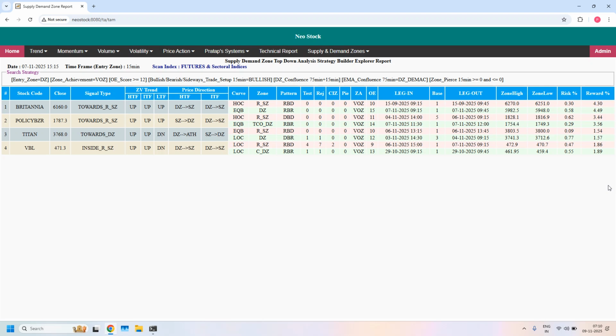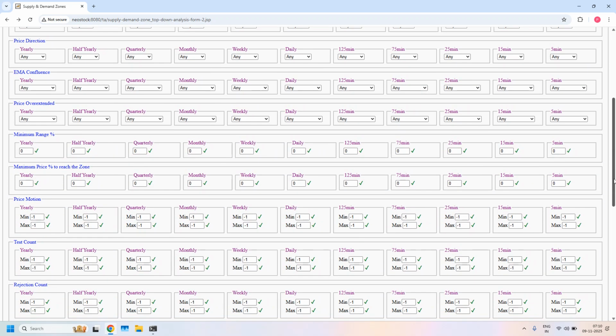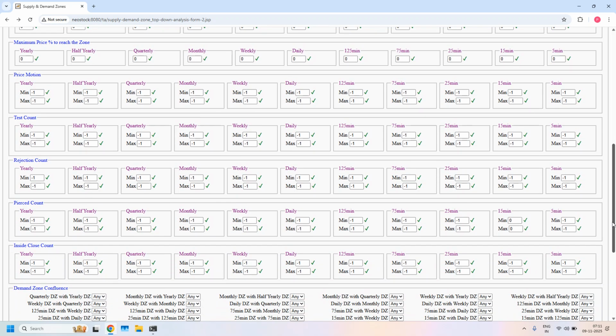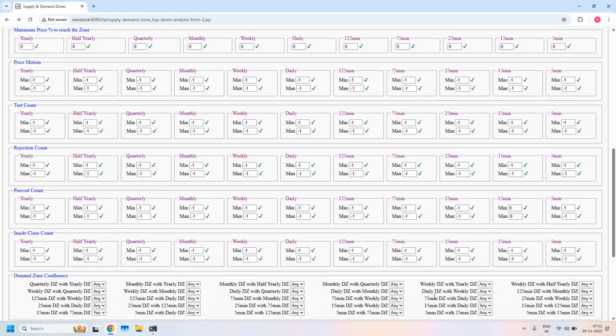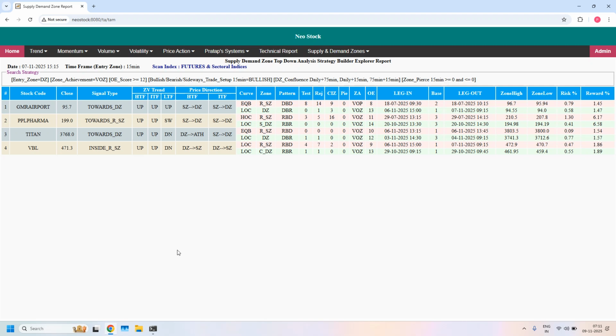Okay, next let us generate high probability zones based on the second strategy, removing ITF filter. So second strategy, first step, all the 3 demand zone filters we should enable. The first one is 15 minutes and 75 minutes, and then 15 minutes and daily, and 75 minutes and daily demand zone Confluence. With all the three filters, we got 4 stocks.